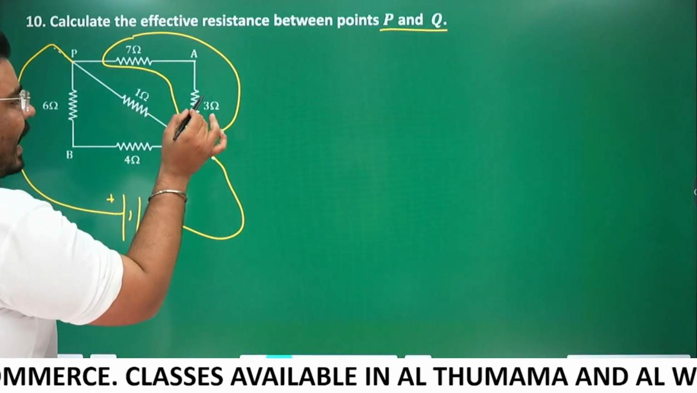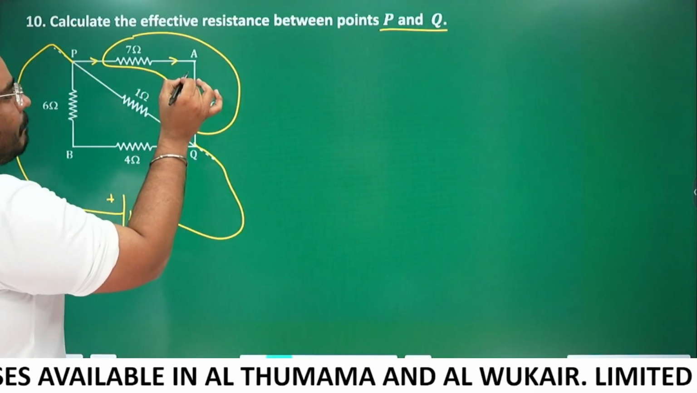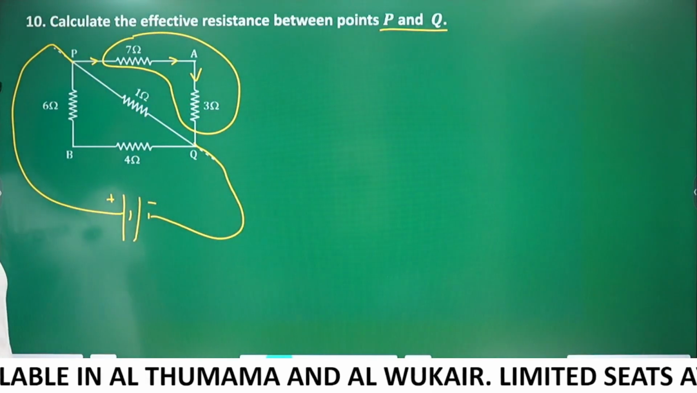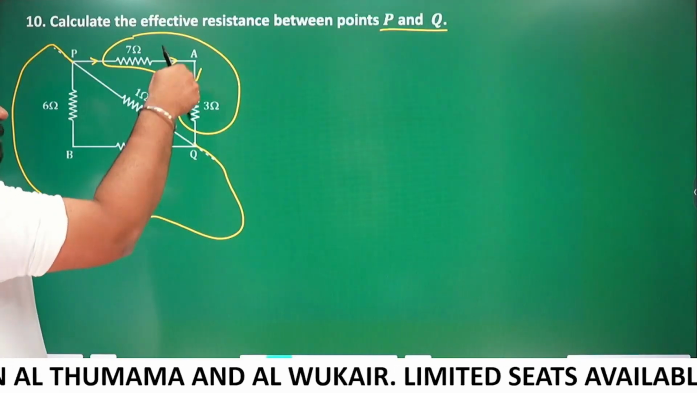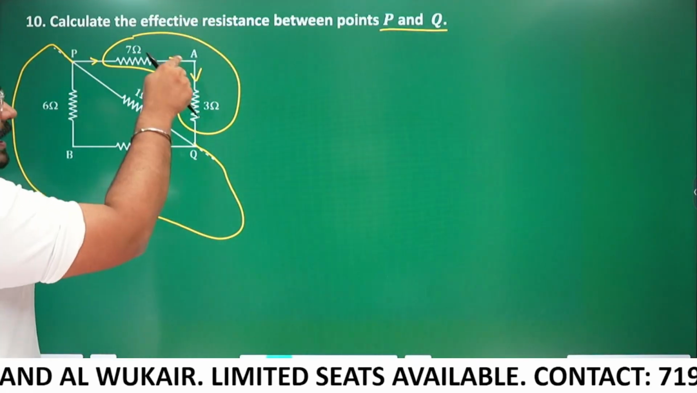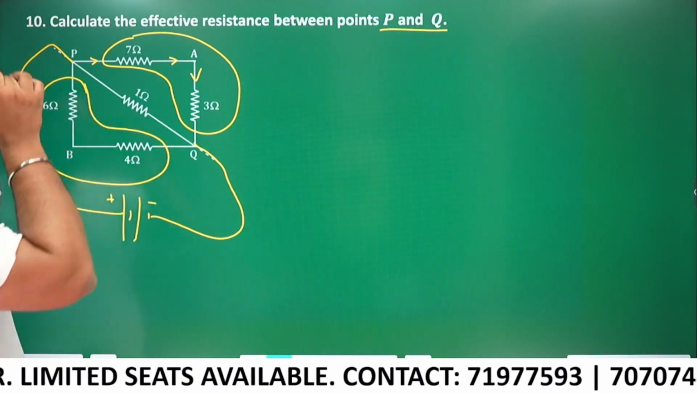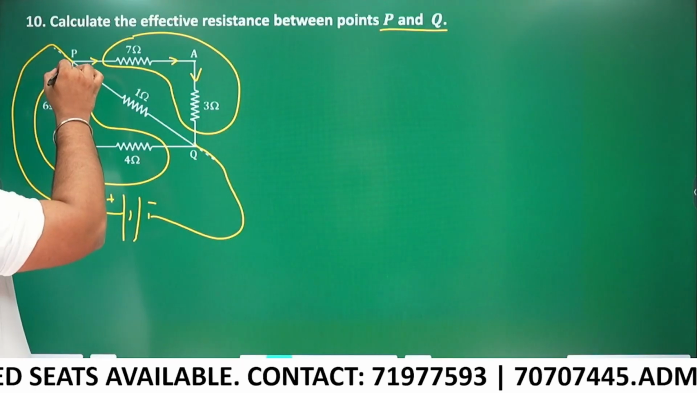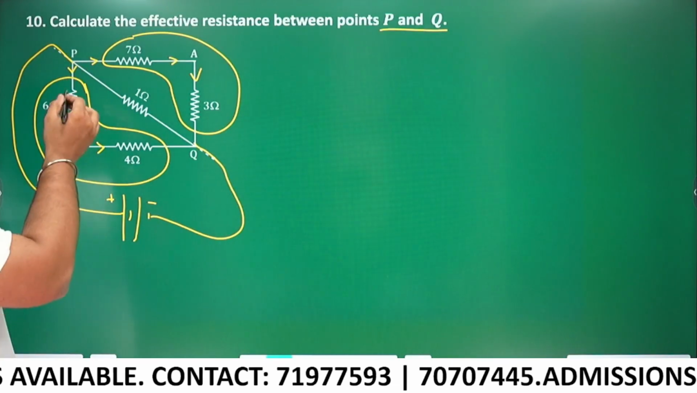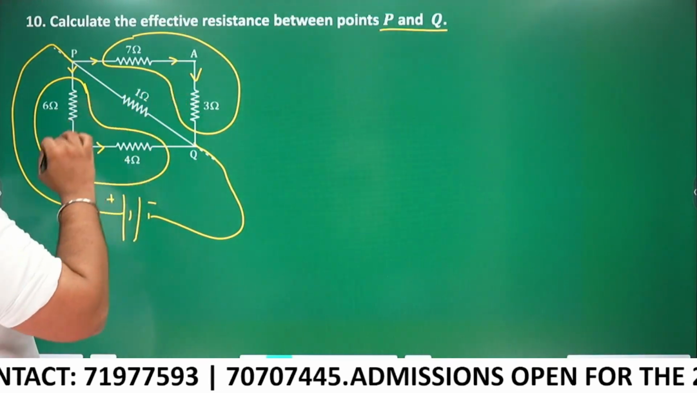Now 7 and 3 are in series. Sir, why? Whatever current will come, it will pass through this. Say yes or no? Yes. Is there any other path? Is there a junction in between? No, no junction. Current will smoothly pass. Sir, what about this one? 6 and 4, again series. Whatever current passes from this side, that will come through Q. So that means these two are in series.